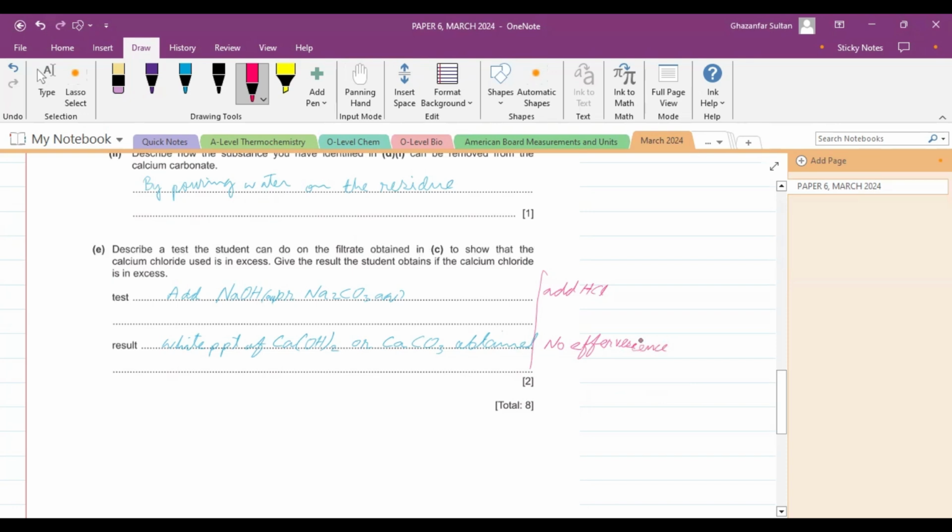So basically we can add any acid, because even if traces of carbonate were there, it would definitely give effervescence. Got it? So actually this question was related to preparation of salt. In such a case, we use one of the solutions in excess.